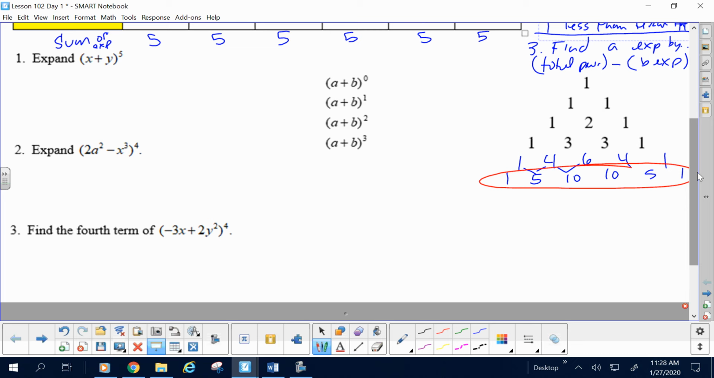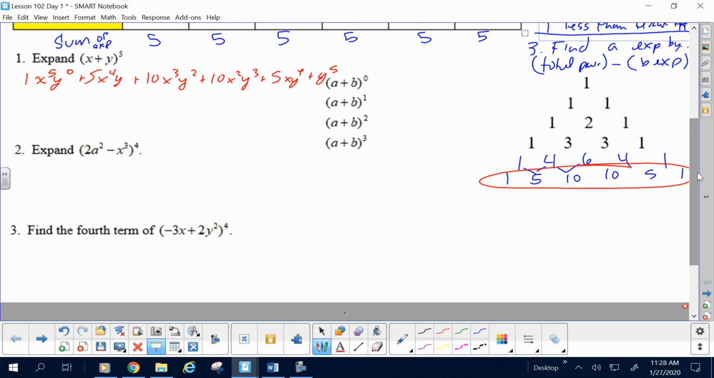Okay. So, the first term is coefficient of 1, and what variables? X to the 5th, y to the 0, which you can obviously leave out altogether. And the next coefficient is 5x to the 4th y. You get the idea. Would you finish that, please, for me real quick, and we'll make sure you remember your basics. All right, do we agree with that?